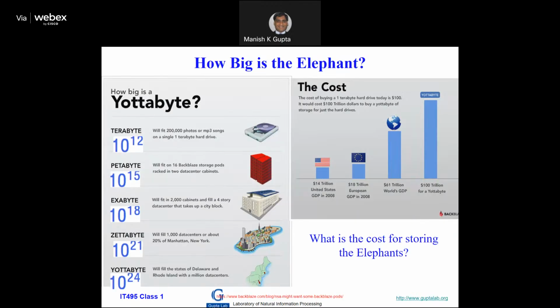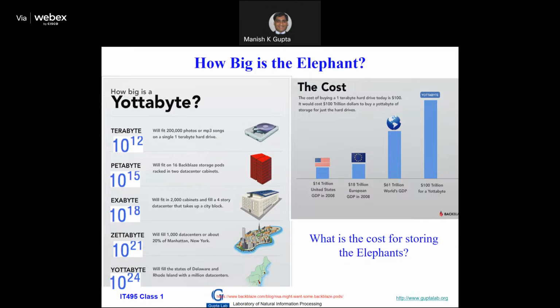Now, important problem. There are 2 issues with data storage. One is size. You require a lot of space. A terabyte you can store in this hard disk, petabyte in this kind of pod. Exabyte, you require 2,000 cabinets and 4 storage data centers. That makes up a city block, say in New York. Zettabyte, 10 raised to the power 21, will fill 1,000 data centers, about 20% of Manhattan in New York. And yottabyte will fill the states of Delaware and Rhode Island with millions of data centers.